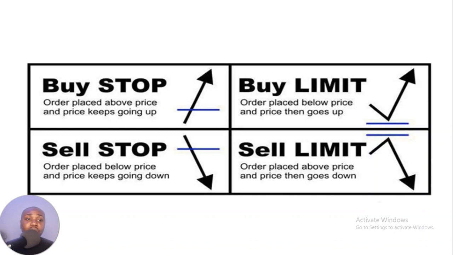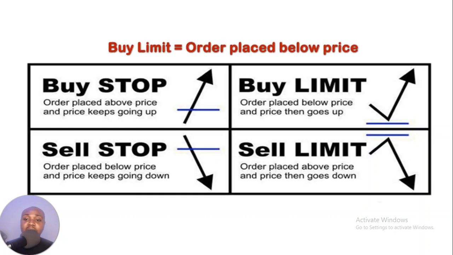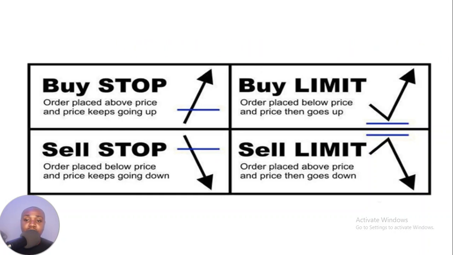For buy stop, you place your order above price and price keeps going up. For sell stop, your order is placed below price and price keeps going down. Then for buy limit, your order is placed above price, then price goes up. For sell limit, your order is placed above price and price then goes down, just the way it's been illustrated here.